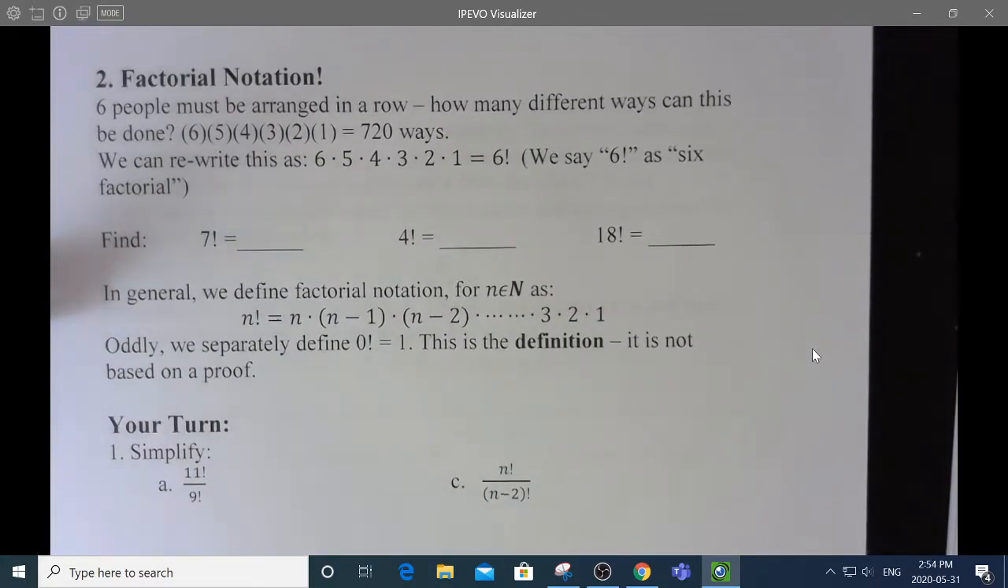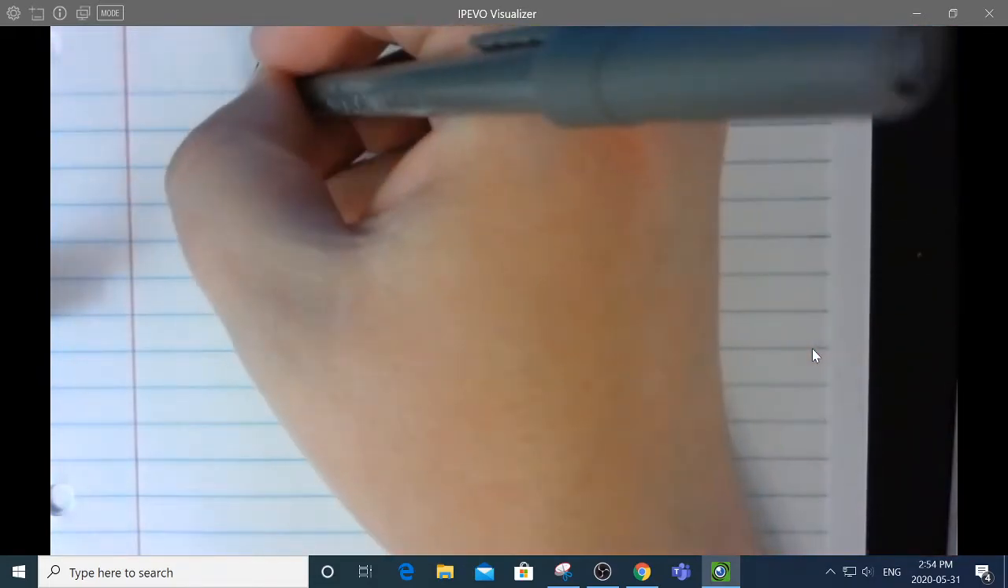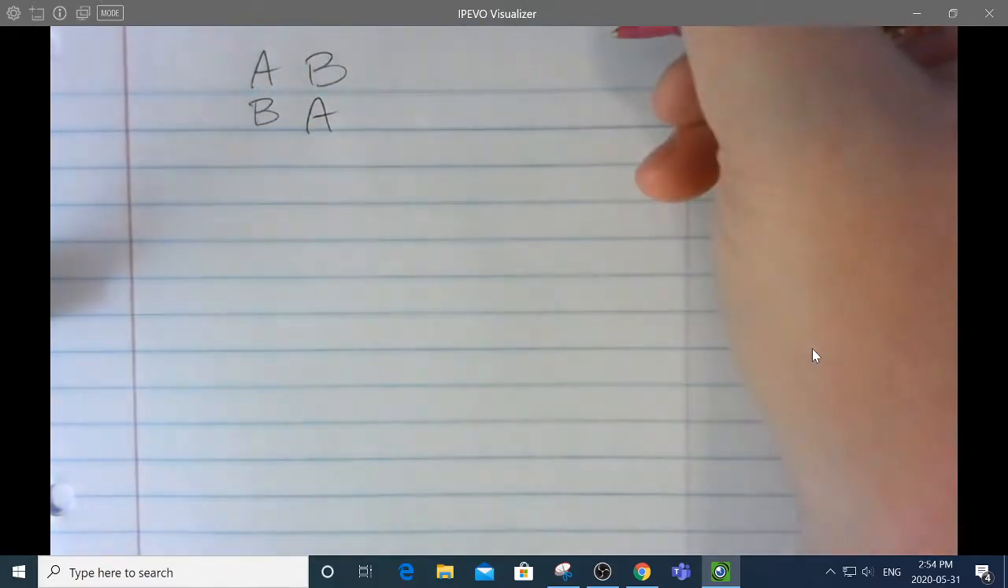Before we get to this example, 6 people must be arranged in a row. How many different ways can this be done? Let's start with an easier example. You don't have to write this down, but how many different ways could I arrange 2 people? I'll call those people A and B. Well, the answer is 2. A goes first and B goes second, or B goes first and A goes second. That's it. There's only 2 ways to arrange 2 people.